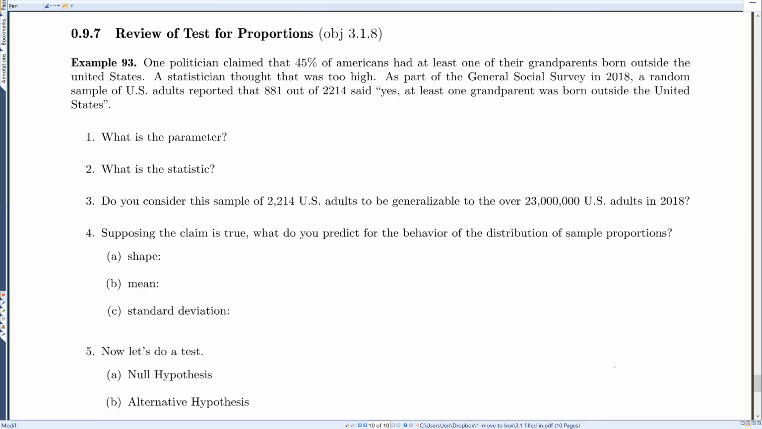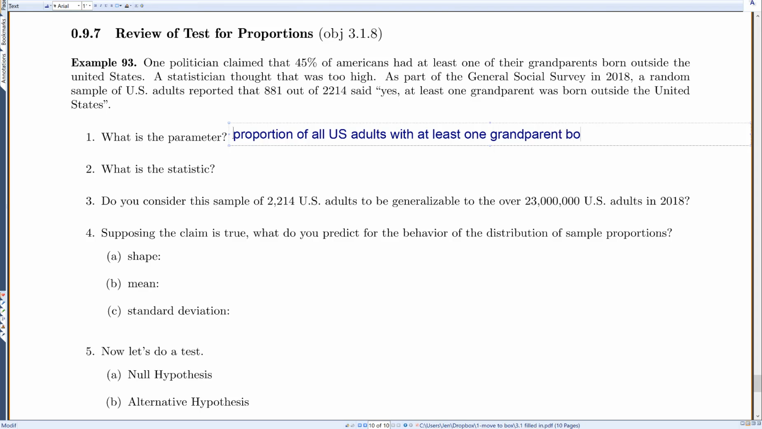Okay, one more example. One politician claimed that 45% of Americans had at least one of their grandparents born outside the United States. One statistician thought that that was too high. As part of the General Social Survey in 2018, a random sample of U.S. adults reported that 881 out of 2,214 said yes, at least one grandparent was born outside the United States. So first of all, what is the parameter here? That would be the proportion of all U.S. adults with at least one grandparent born outside the U.S.